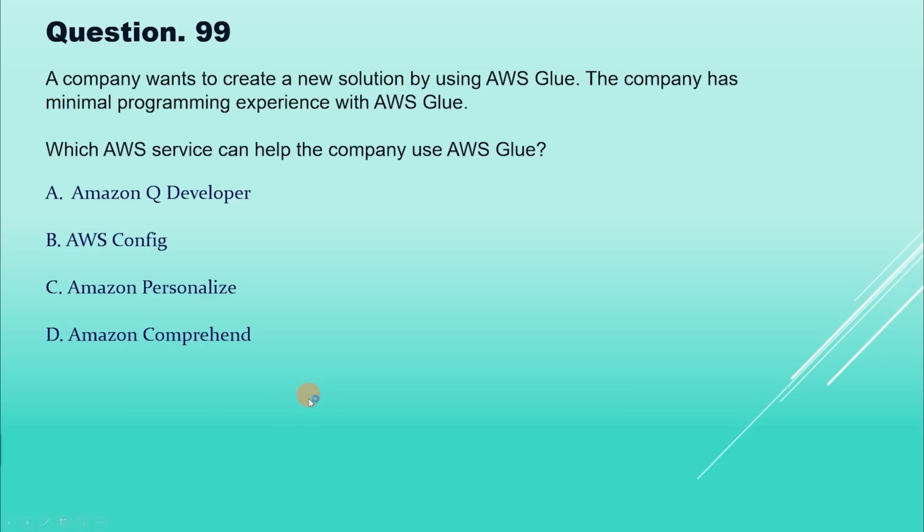And I hope it must be an obvious answer for you. So I am going to reveal the correct answer. And the correct answer here will be option A, Amazon Q Developer, because Amazon Q Developer is the service that would most help a company with minimal programming experience in AWS Glue. It simplifies the process of building and managing data workflows, making it easier to use Glue without needing deep programming expertise. So option A, Amazon Q Developer, is the correct answer here.